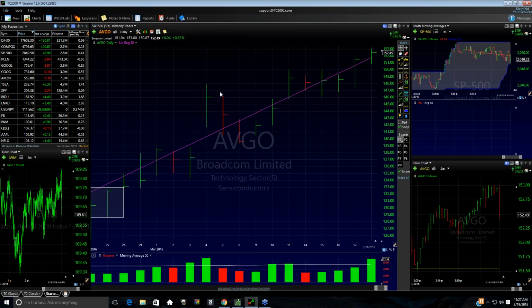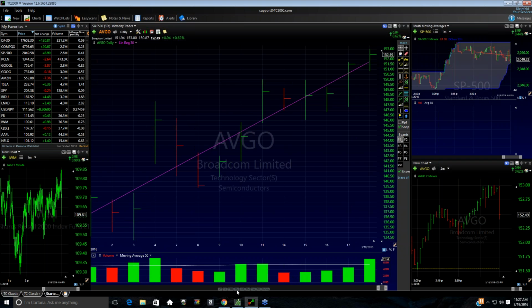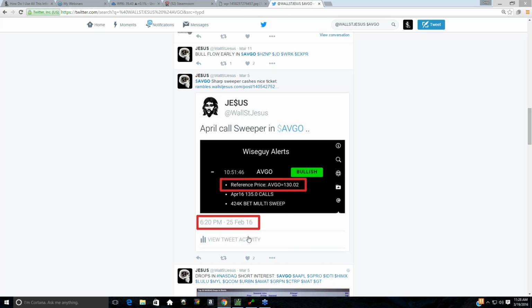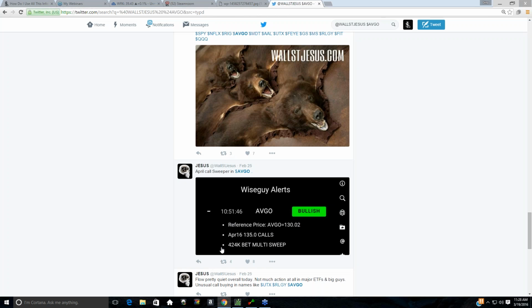All right, and you can see consolidation here, and then ultimately it trades higher. Here, that was the initial buy, I'm sorry. This is the initial action on AVGO. That's in February, and then tack-on buyers came in after that. Here it is, February 25th. $424,000 swept across multiple exchanges, and the stock was 130. This is what I was looking at.